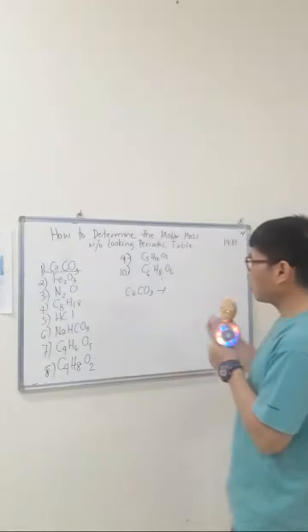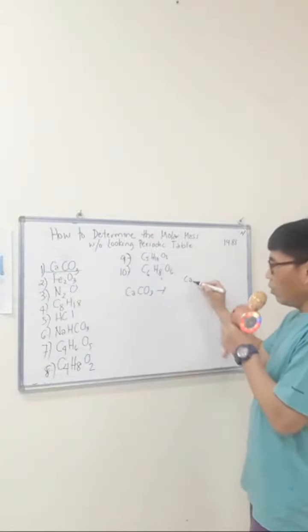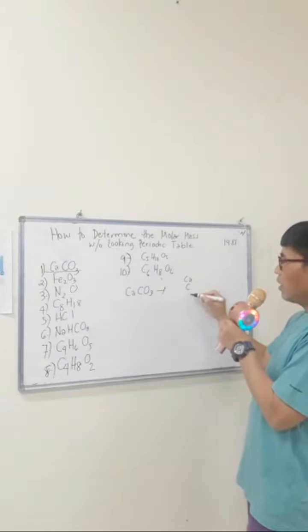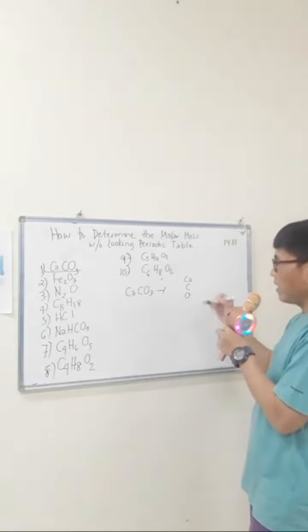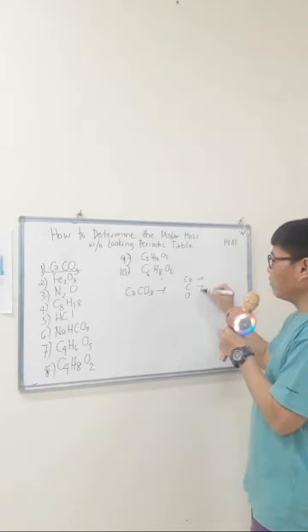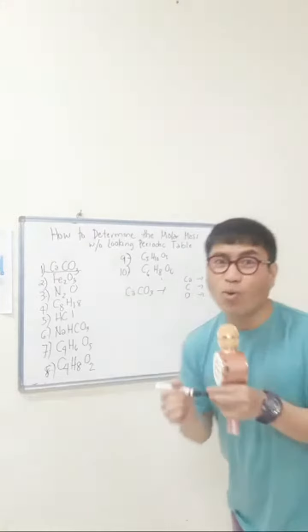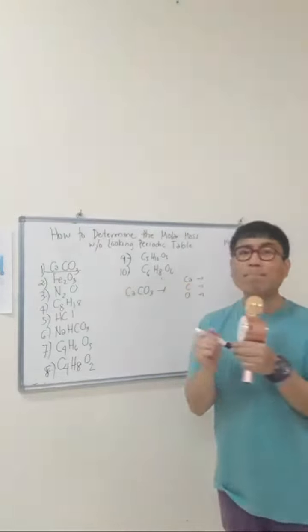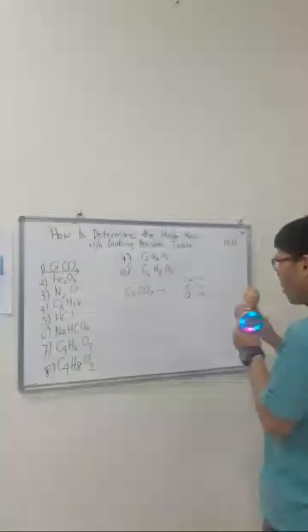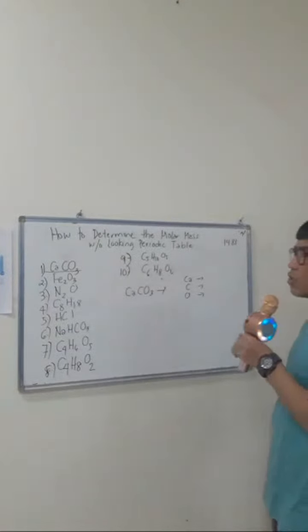So we have calcium. Okay, we have the carbon. We have the oxygen. Okay, like that. And then you have to determine each atomic weight and atomic mass. Okay, what is the atomic mass and atomic weight of calcium?